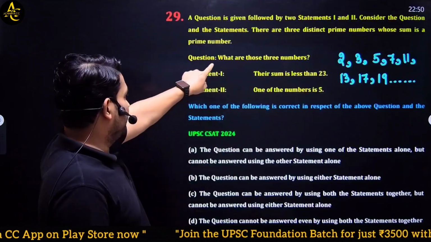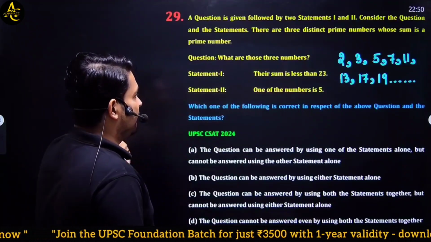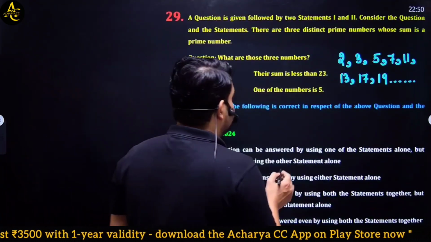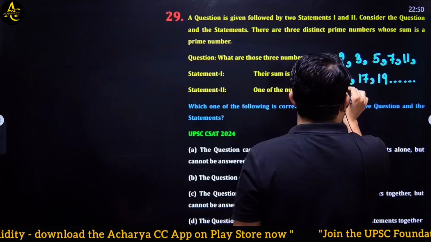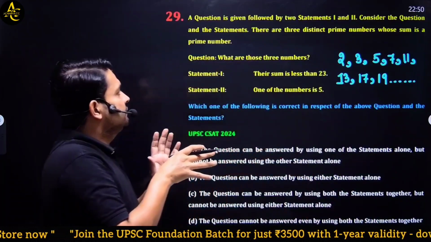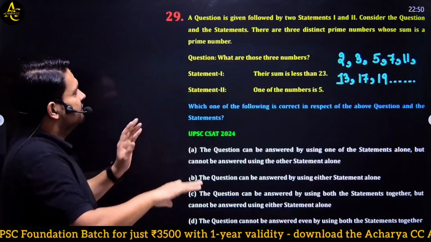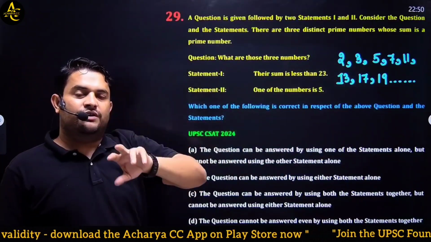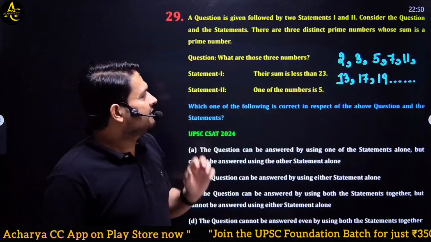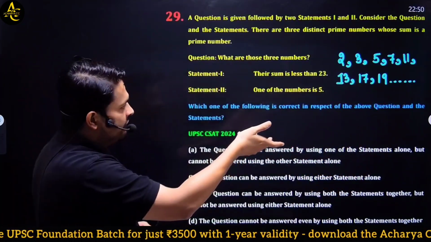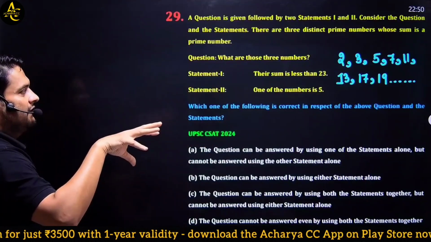Question: what are those 3 numbers? I have to tell the exact numbers. Not in a sequence, because they are not given as x, y, and z. I just have to tell what the 3 numbers are. Either they can be 3, 5, 7, or 7, 5, 3, or 5, 7, 3, or 5, 3, 7. So I have to tell only those 3 numbers.